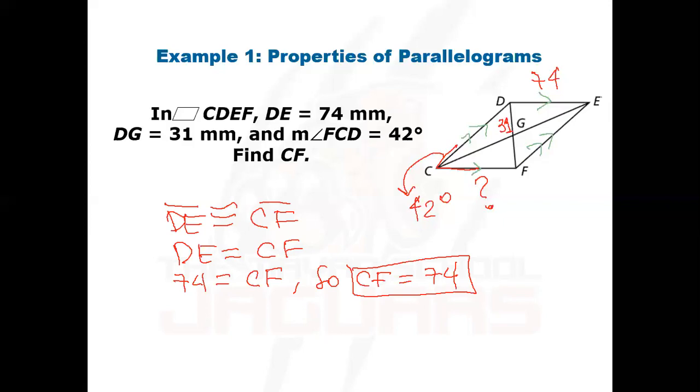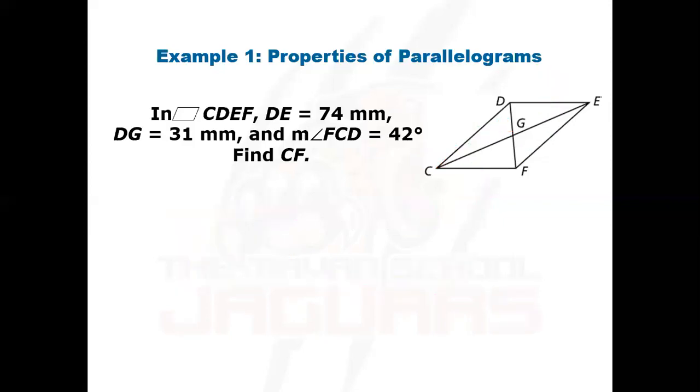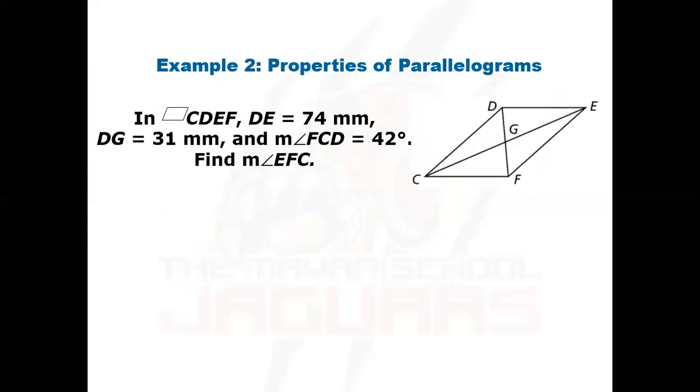So let's do another one. Let's go to the next one. In example 2, we're going to use again the same figure, and in this case, what we're going to be asked is something else. It says in the parallelogram CDEF, the segment DE measures 74 millimeters, DG is equal to 31 millimeters, and the measure of the angle FCD is 42 degrees.